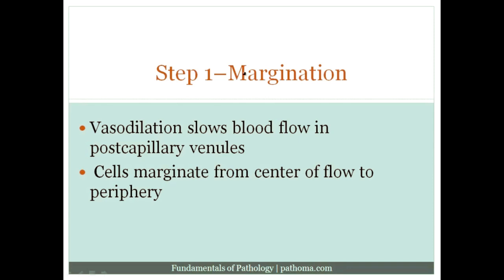So what do I say about step one? I say step one, margination. Vasodilation slows the blood flow. Where? Post-capillary venule. Again, very high yield, but the neutrophils are going to come in the same place that the fluid comes from, which is the post-capillary venule. Now, because we get that vasodilation, the cells are going to marginate from the center of the flow to the periphery, and that's basically what I was trying to say here in your text.